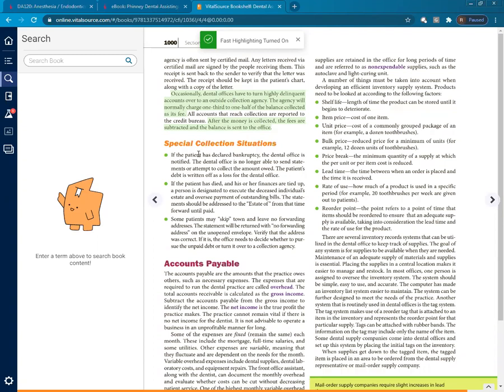There are certain situations where if the patient, for example, has declared bankruptcy, the office will be notified, and then they can no longer send any statements or attempt to collect that debt. They have to write it off. It's written off as a loss. If the patient died or the finances are tied up, a person is designated to execute the deceased individual's estate and oversee payments of the bills.